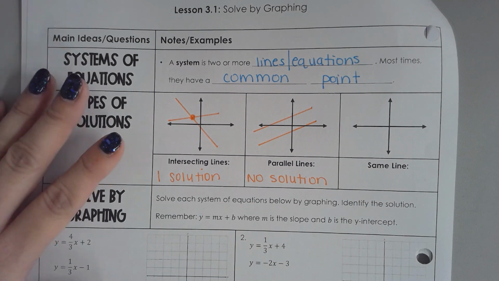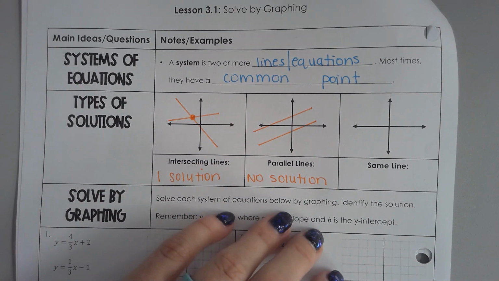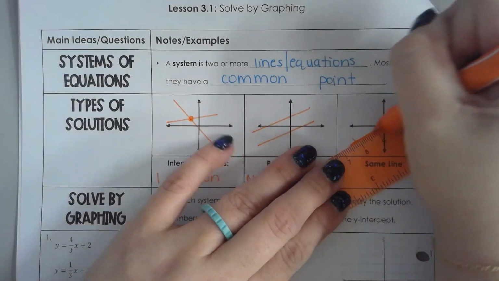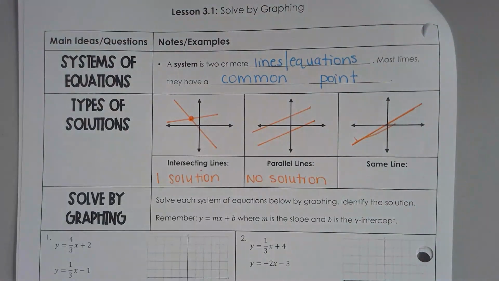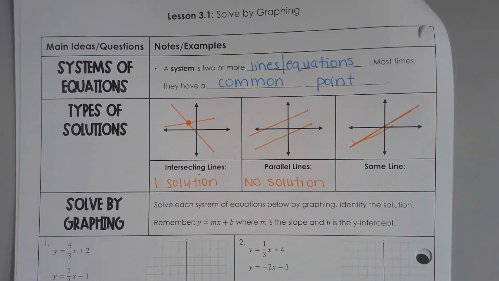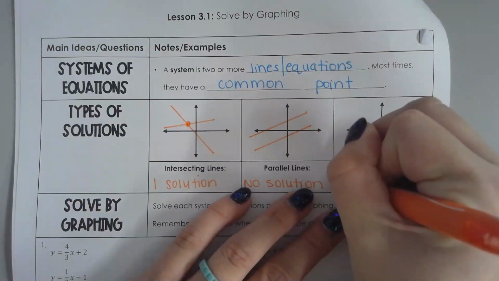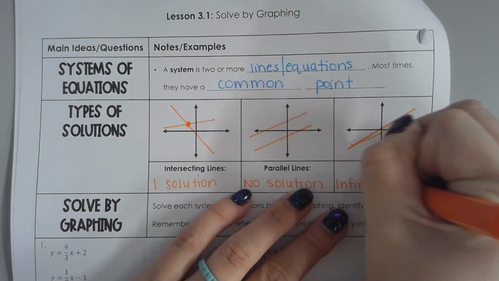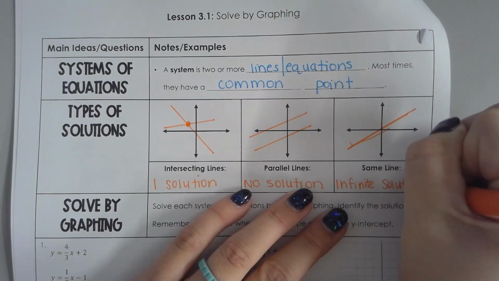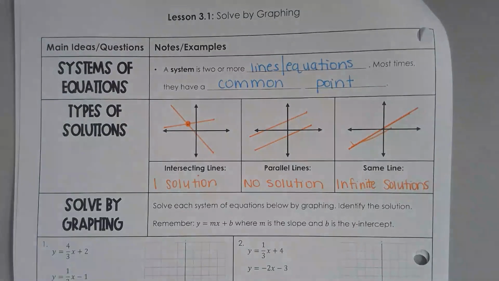Now sometimes you may even get two equations, and when you graph them, they are the same line. You graph one of them, and you graph the other one, and they completely overlap with each other. If that happens, we say that it has infinite solutions. Sometimes you may not realize that the equations are identical when you first see them. We'll see an example of that today.